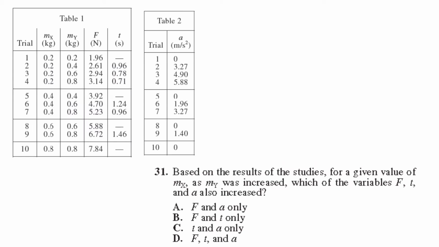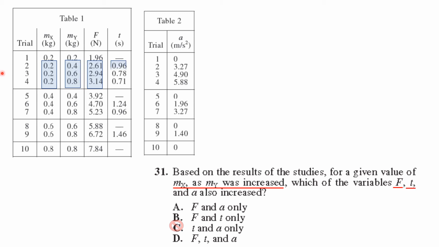Based on the results of the studies, for any given value of x, as my was increased, so we can use trials 2, 3, and 4 because the given value of x is 0.2 and they increase. Which of the variables F, T, and A also increase? Let's look at them one at a time. If we look at F, F does increase as the values go up. It goes from 2.6 to 2.9 to 3.1.